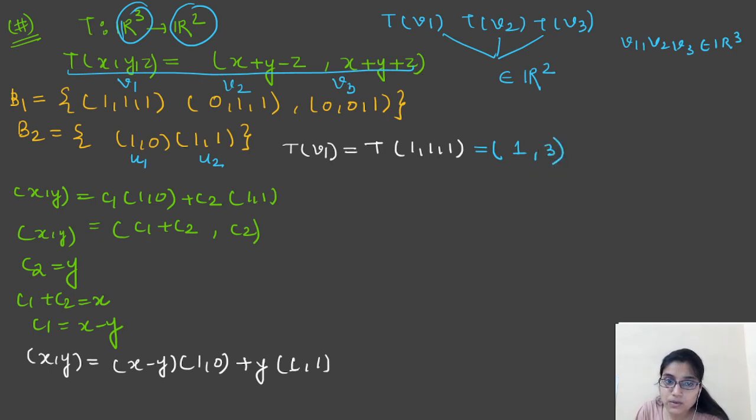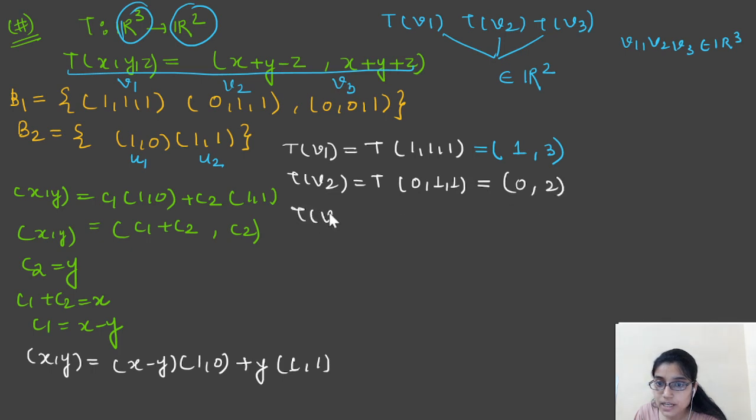Fine. So next you have T of V2, which is T of (0, 1, 1). So again you have x plus y minus z, that is 0 plus 1 minus 1, this is 0. And this is x plus y plus z, this is 2. Then you got T of V3, which is T of (0, 0, 1). So that is going to be x plus y minus z, which is minus 1, and then you need to add all the 3 components. Here you are getting 1.